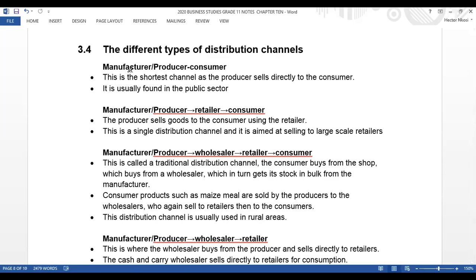Now, let's look at the second one. Now, the second one, boys and girls, is from your manufacturer or producer to retailer to consumer. Right. Now, the producer sells goods to the consumer using the retailer. This is a single distribution channel, and it is aimed at selling to large scale retailers, right?